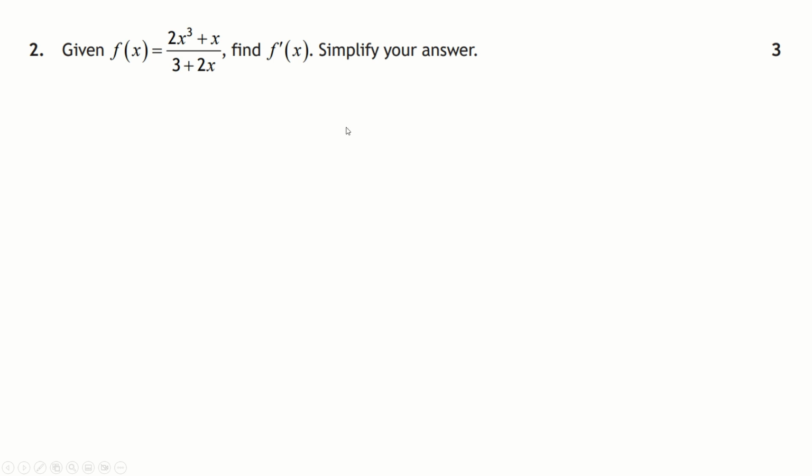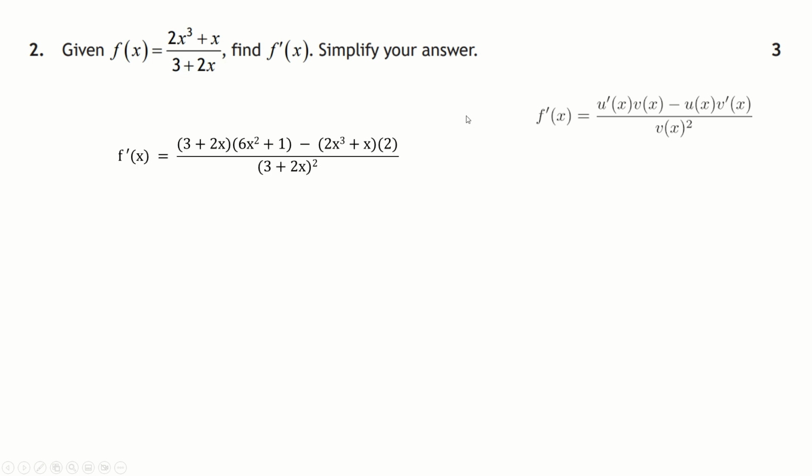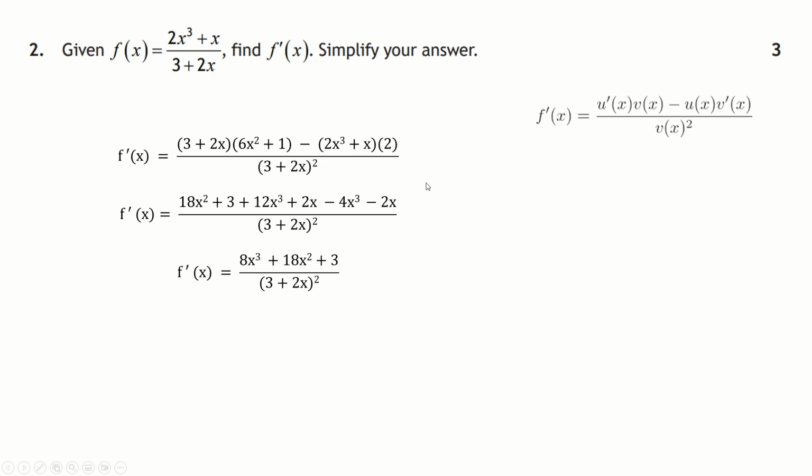Question 2 then. It's just quotient rule. Your top function is 2x cubed plus x, and your bottom function is 3 plus 2x. Just shove it into the formula. It does say simplify your answer, so if you expand out the brackets and collect like terms, you get this.